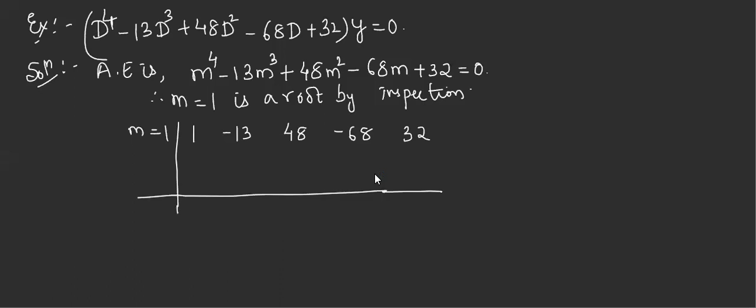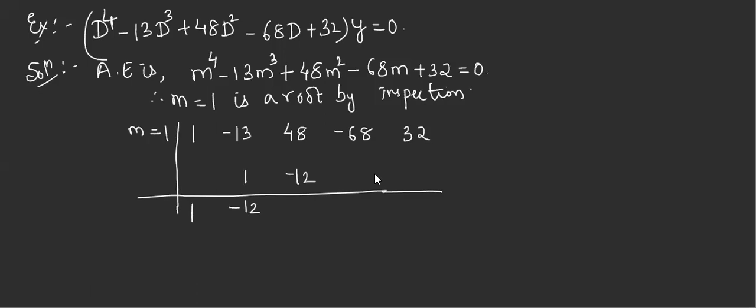Now m equal to 1. Write this here, below this 0 only. It will not start from the first number. Now multiply these two and write it below this. 1 into 1 is 1. How much is minus 13 plus 1? Minus 12. Multiply these two and write it here.